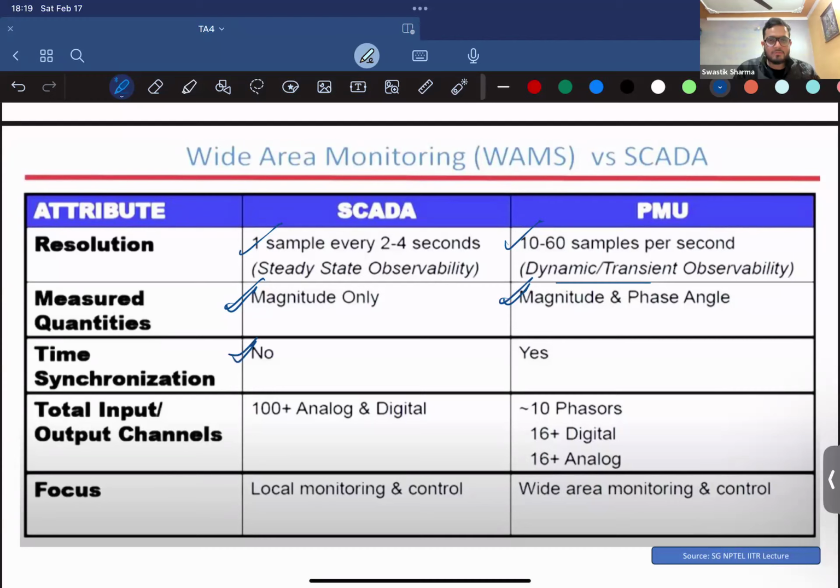SCADA was not synchronized perfectly with time, while PMUs are. You use a GPS connected to UTC time, which is coordinated universal time, to issue signals based on this UTC time frame. You had a large number of analog and digital input output pins, whereas here they are fewer, and you want them only for the phasor quantities. The focus of SCADA was local monitoring and control. Now the focus of PMUs is wide area monitoring and control.